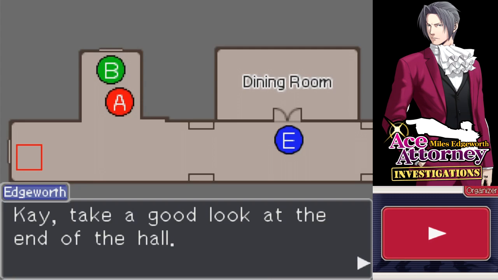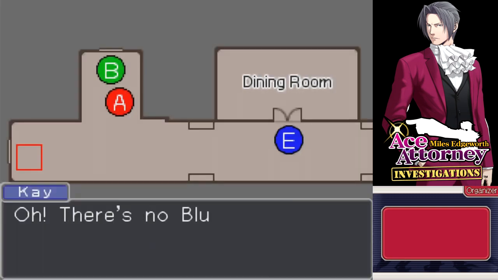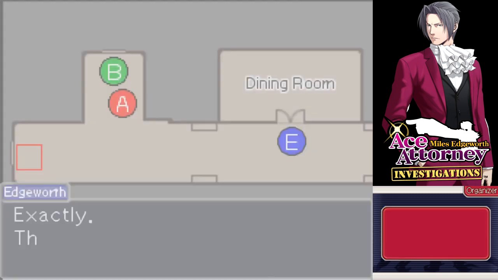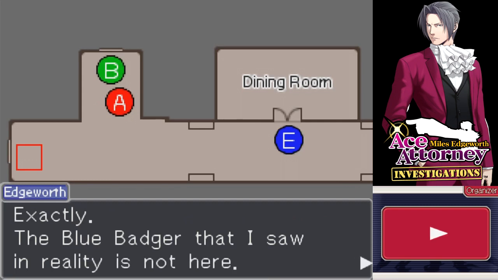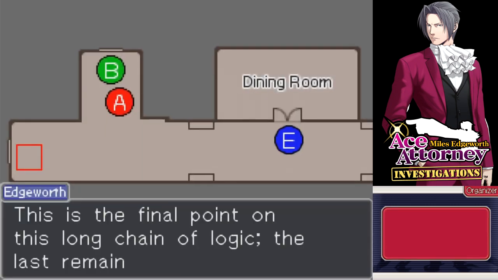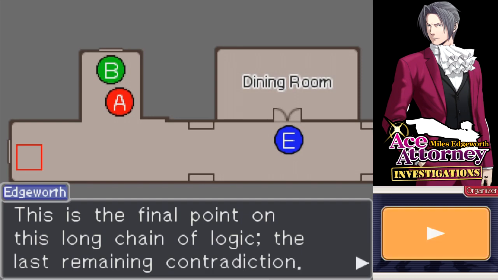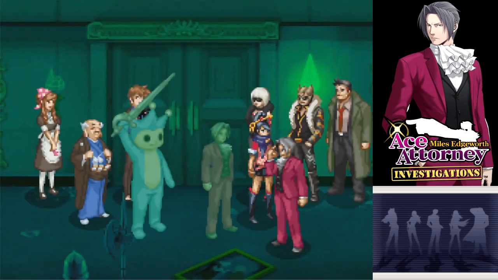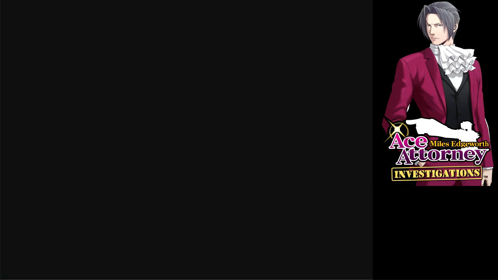So, okay, take a good look at the end of the hall. Oh, there's no blue badger there. Exactly, the blue badger that I saw in reality is not here. This is the final point on this long chain of logic. The last remaining contradiction. Oh boy, music's kicking up. Because it was a dead body instead of the doll.